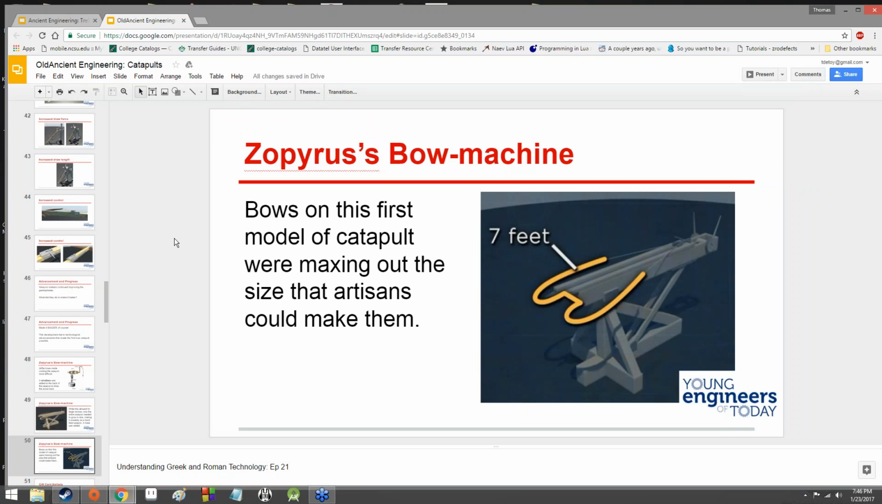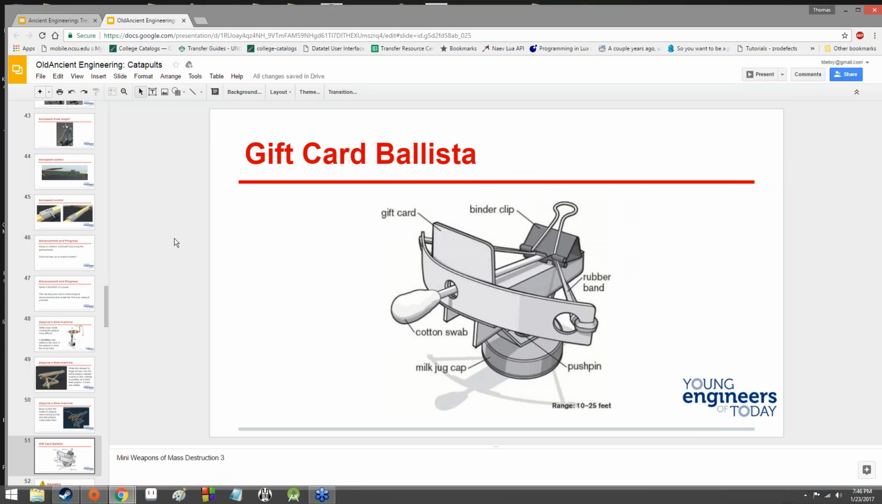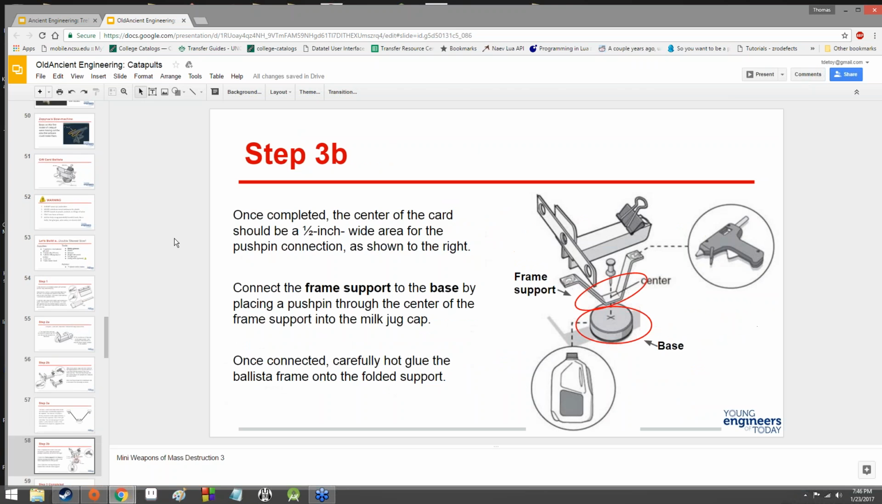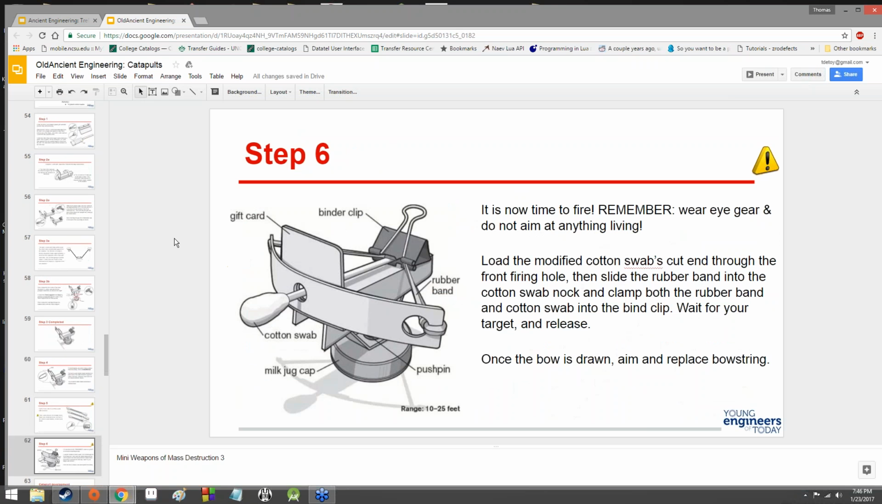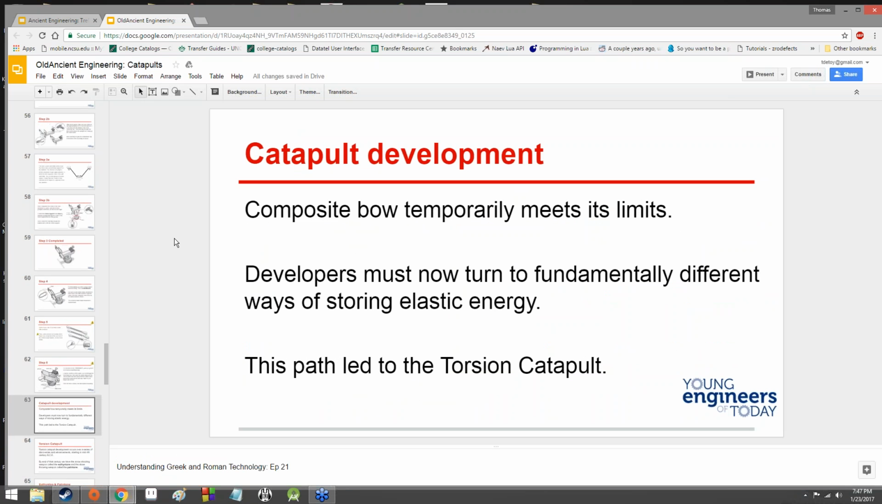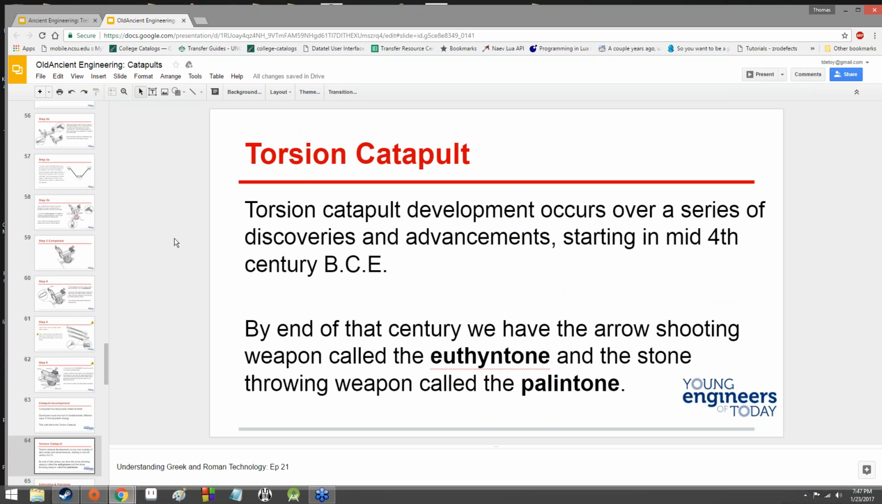Okay. Bows on this first model of catapult were maxing out the size that artisans could make them. So we were rapidly approaching the limit of the regular bows. So composite bows temporarily meet their limits. Developers must now turn to a fundamentally different way of storing elastic energy, and this path led to the Torsion Catapult. So Torsion Catapult development occurs over a series of discoveries and advancements starting in the mid-4th century BCE.